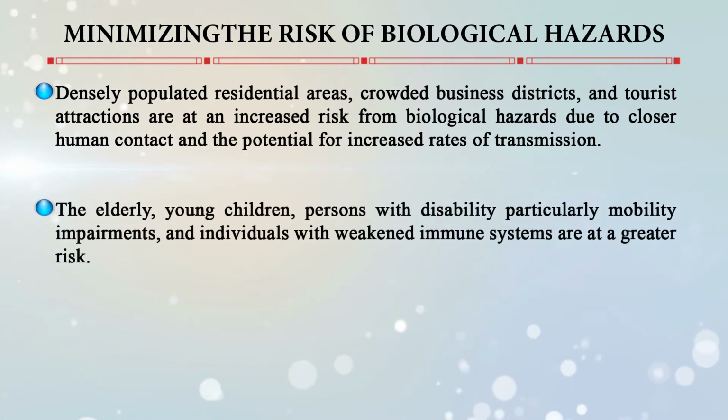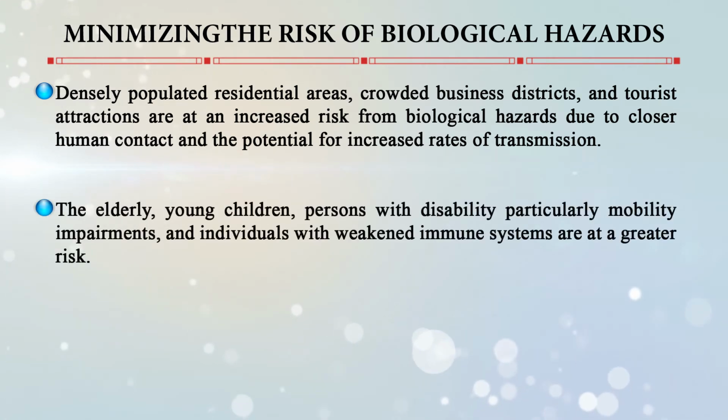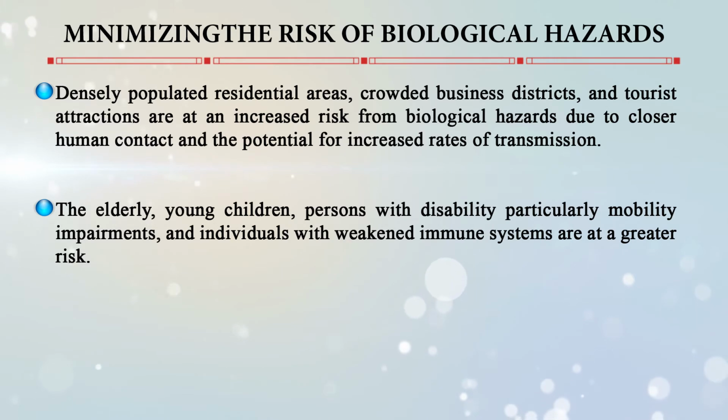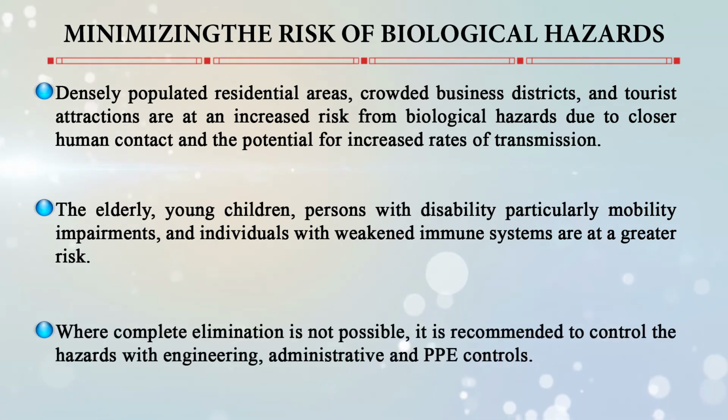Now, generally those who are immune compromised, the elderly, young children, people who have disability and mobility impairment, and people who have a weak immune system are at a greater risk of contracting biological hazards and infectious agents. Wherever complete elimination is not possible, it is recommended to control the hazard using engineering and administrative controls, and finally PPE control.